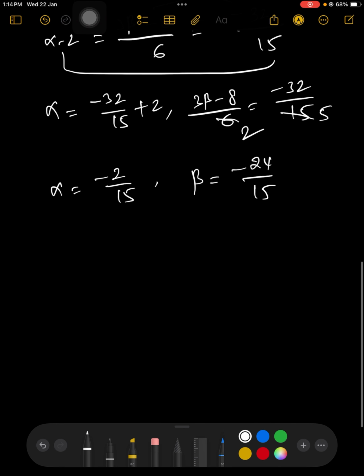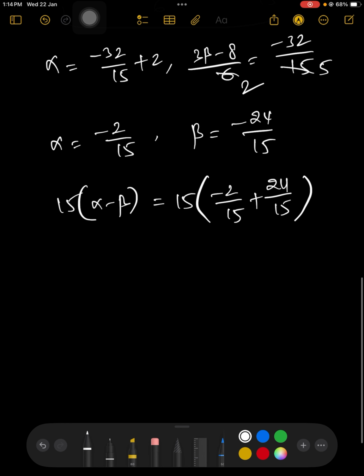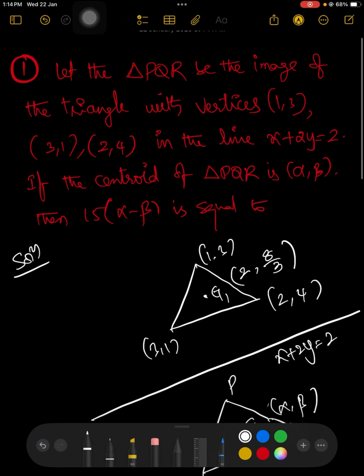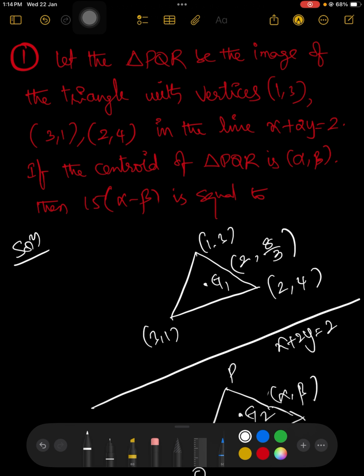Now we want to find 15 times (alpha minus beta), that is 15 into (minus 2 by 15 plus 24 by 15). So 15 times 22 by 15, the 15 cancels, so the required answer is 22. This is a Mains question from Shift-1, 2025, January 22nd.